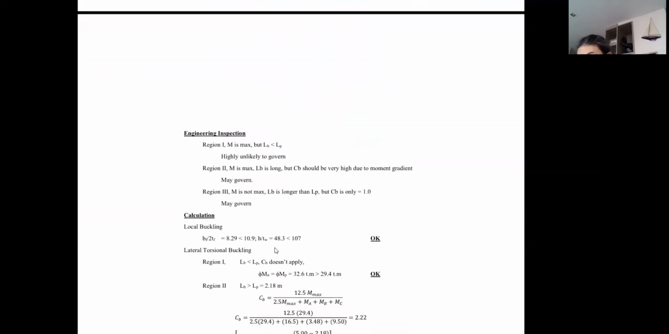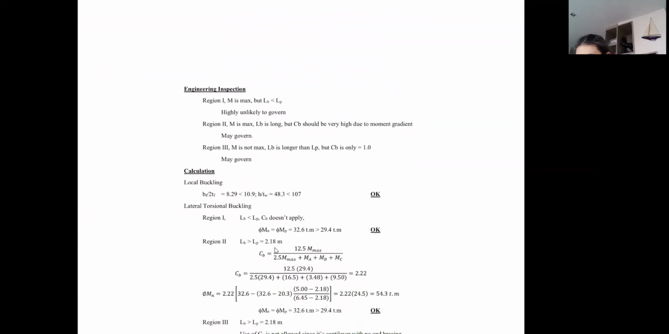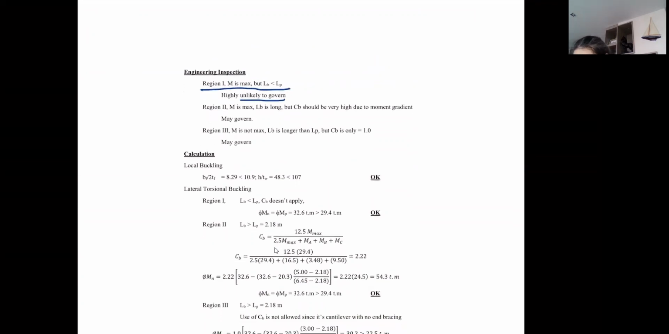Region 1, I already have everything for you. In region 1, M is maximum, but the unbraced length LB is less than LP. So don't bother. You see, it's highly unlikely to govern. We can make that statement. But you can still go ahead and do it. LB is less than LP, CB doesn't apply, and you can take note that this is plastic behavior because you reach MP.